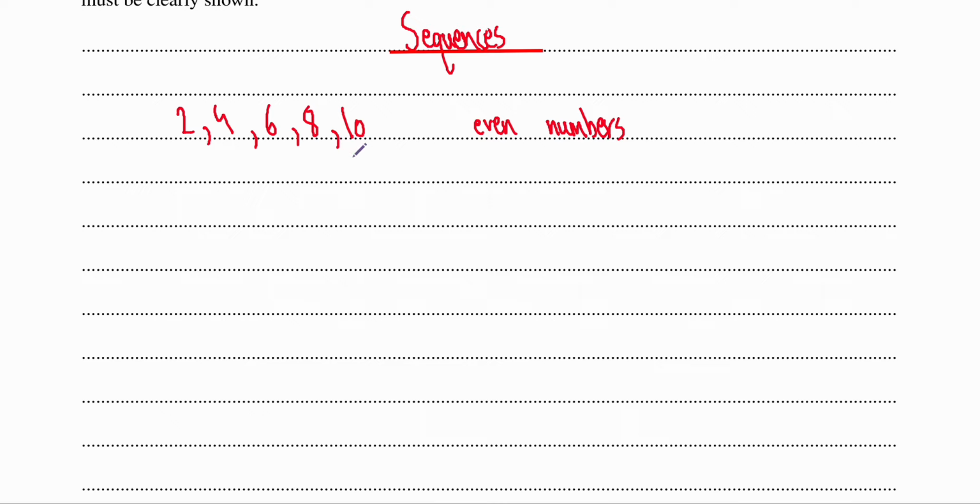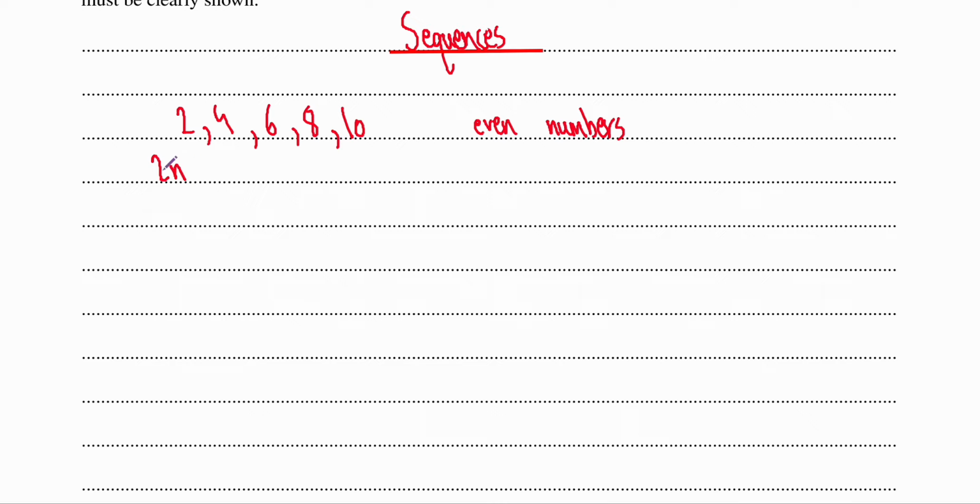Well, you would just tell me 2 times 50 is 100. So the 50th even number is 100. But how would you write that more formally? What you can do is 2 times, let's use n, because n is usually used for sequences.